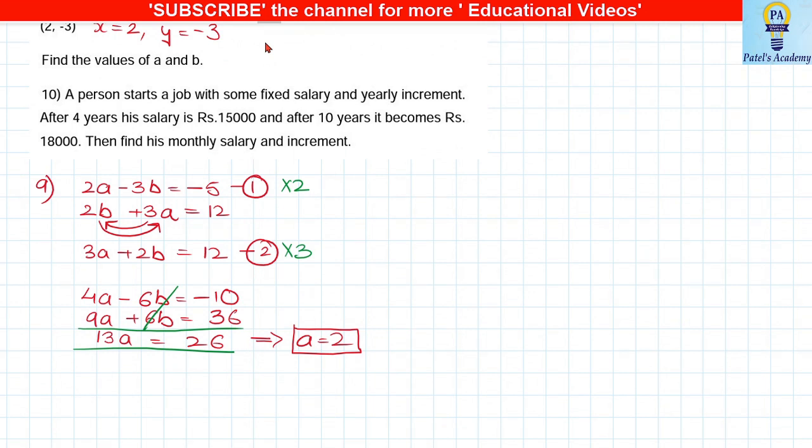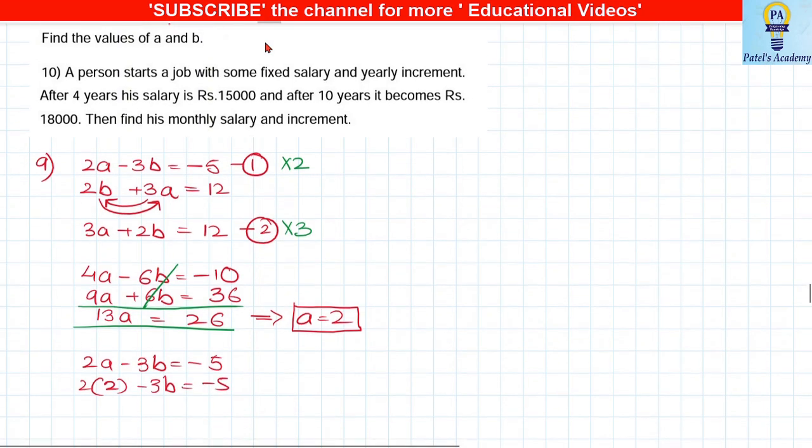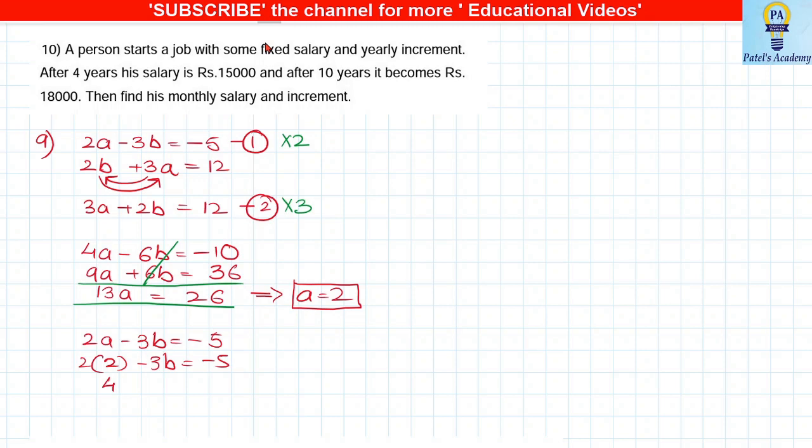Okay, so let me take the first equation, that is 2a minus 3b equals minus 5. So a is 2, so 2 times 2 minus 3b equals minus 5. So that is 4 minus 3b is minus 5. After I shift, minus 3b equals minus 9, and after I divide, I get the value of b as 3. Okay, so the value of a is 2 and the value of b is 3.